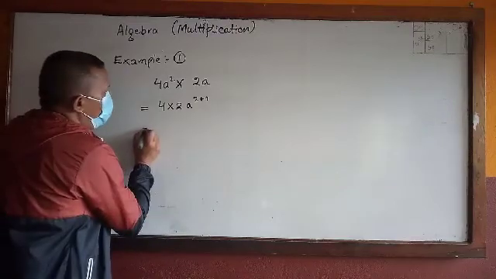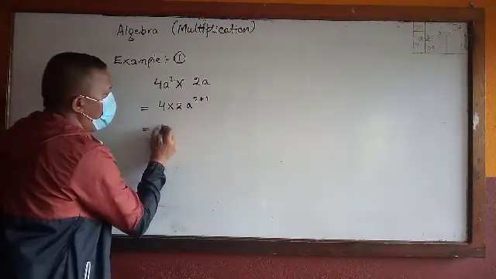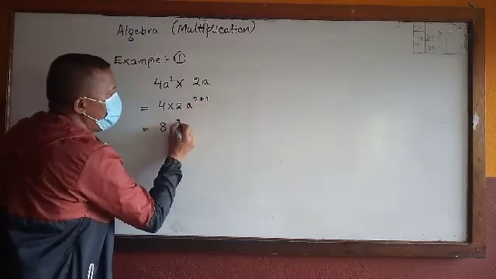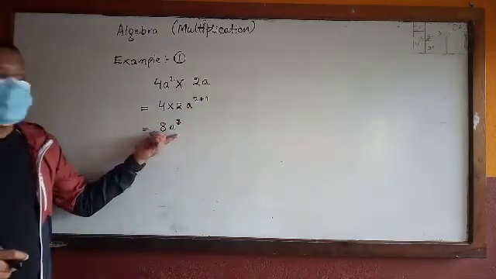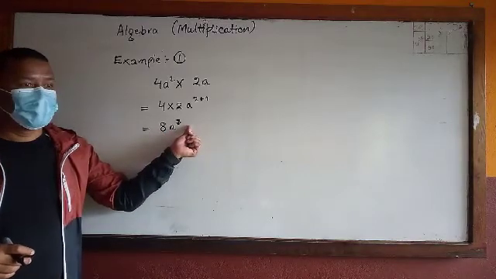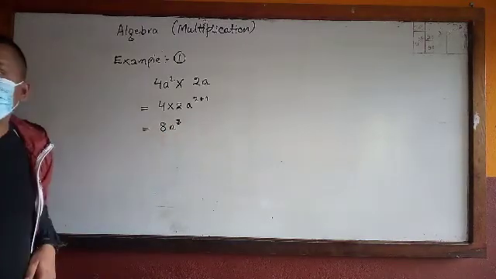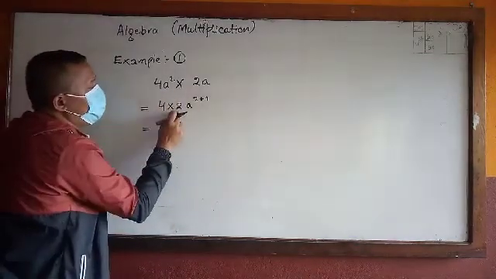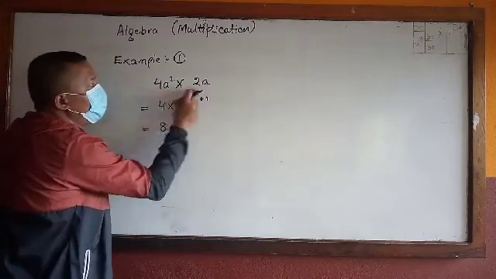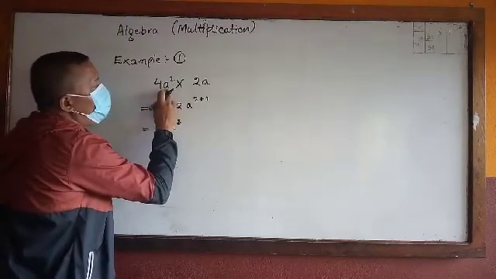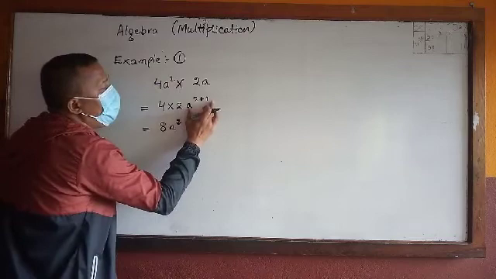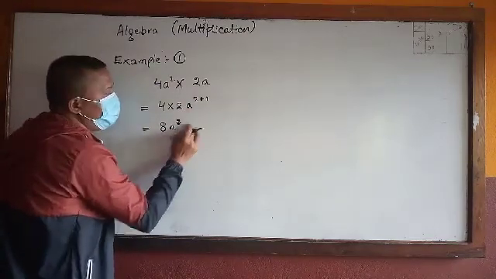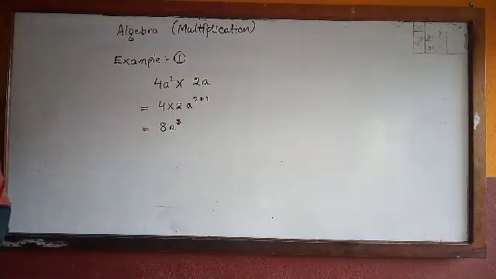So 4 twos are 8, and a. You will write the base, 2 plus 1, that is 3. So this is your answer, 8a cube. Any confusion? No, sir. First of all you take out the constants separately, whatever is given. Then the variables with the power, you add here, 2 plus 1. So it becomes a cube. Note it down.